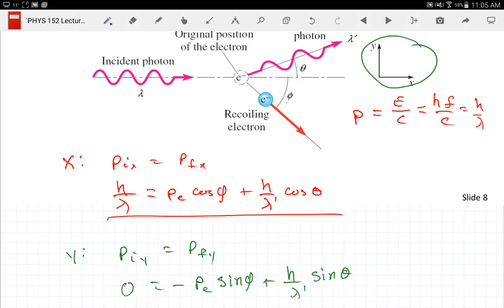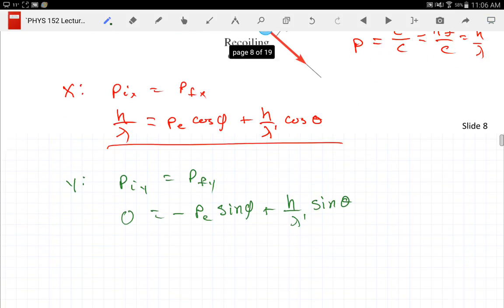There are four variables that I don't know in that bottom equation. In the upper one, there is the same. So two equations, four unknowns. You can't solve it yet. So then you have to go to energy.